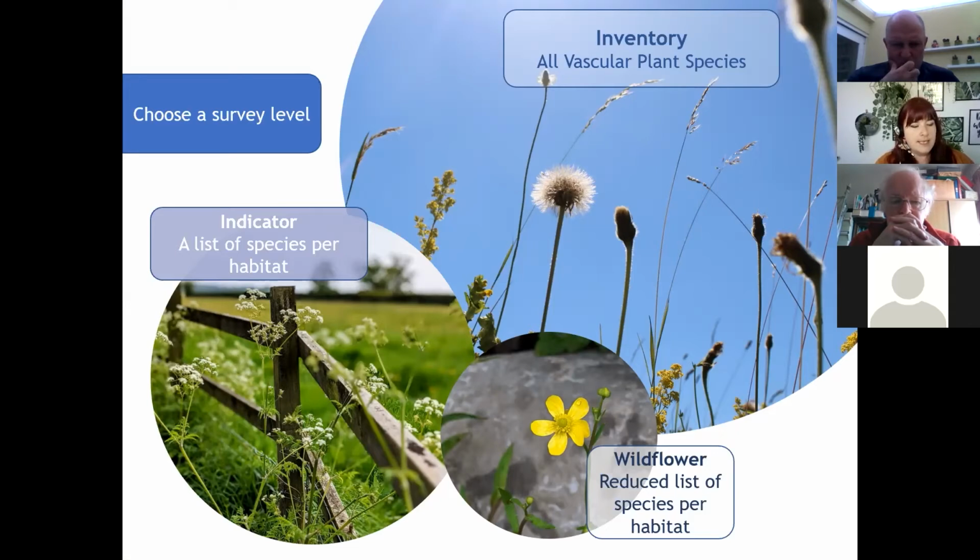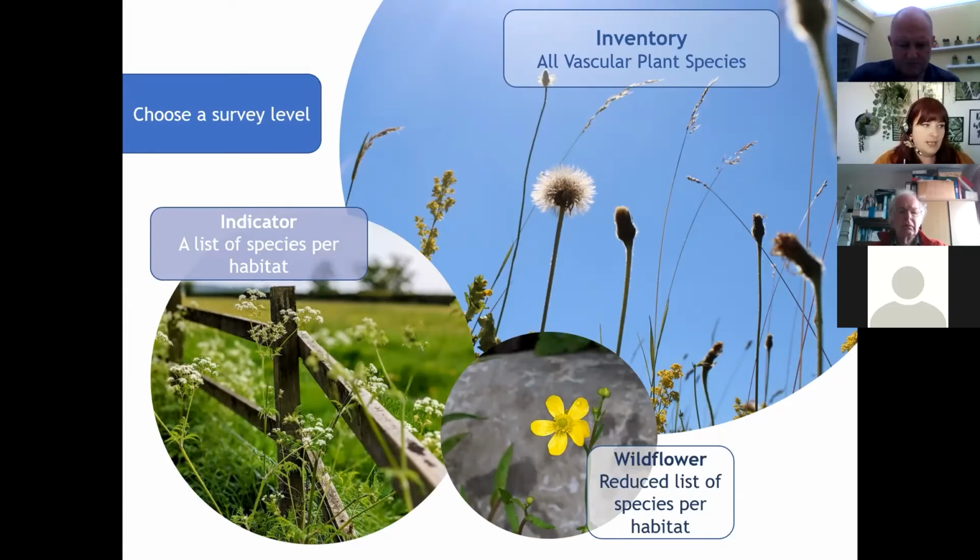Indicator level, the middle one, is an expanded list of 408 species divided into groups applicable for habitats, including some species which are a little more challenging to identify, so grasses, sedges, ferns, etc. And there's usually about 30 species per habitat. Whereas there's the final top level, inventory, which is designed for volunteers who are capable of recording all vascular plant species that they find in a habitat, and that includes any that aren't in flower as well.